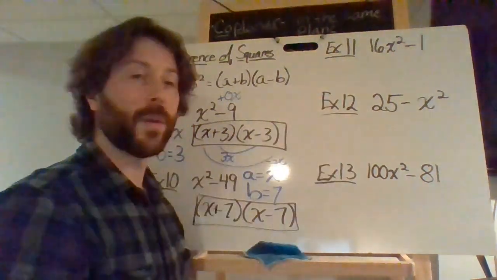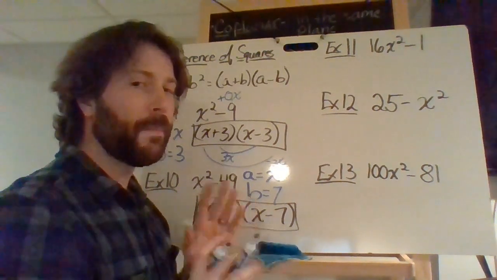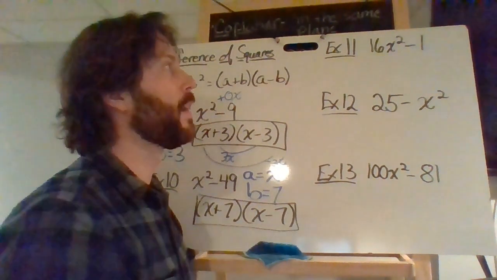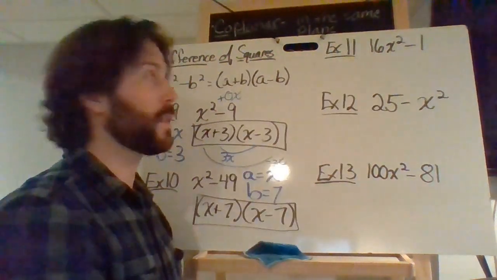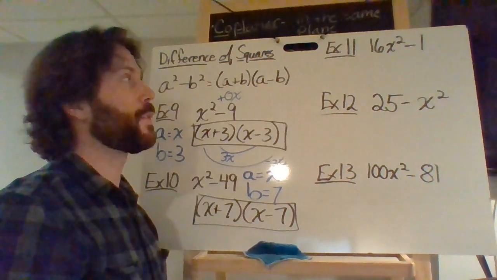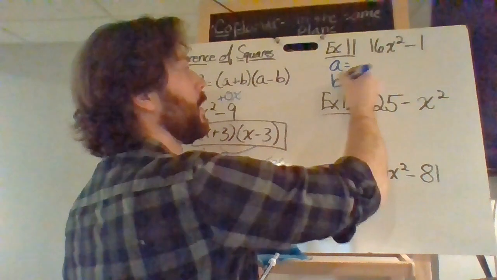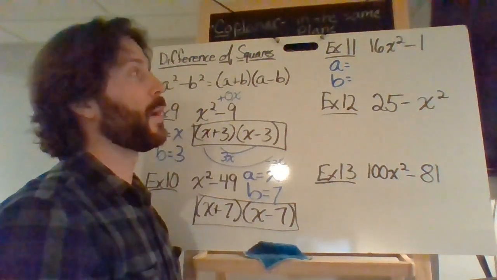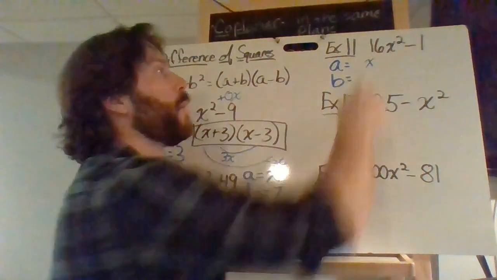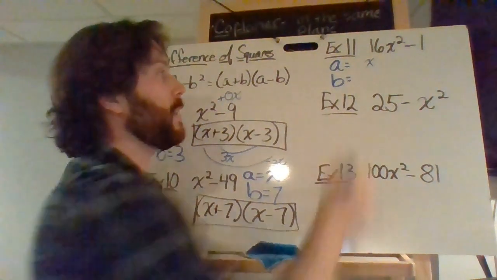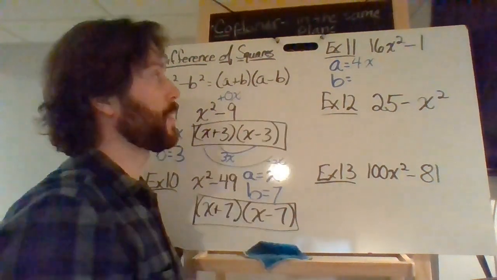Let's take a look at this next one. 16x squared minus 1. This one might seem a little tricky, but it's really not. We recognize that there is no bx term. There's x squared and there's the constant, which means we've got to be looking at the difference of squares. So we identify what's being squared to give us that first one and what's being squared to give us the second one. To get x squared, I know there's got to be an x involved. And what do I multiply by itself to get 16? 4. So my a here is 4x.